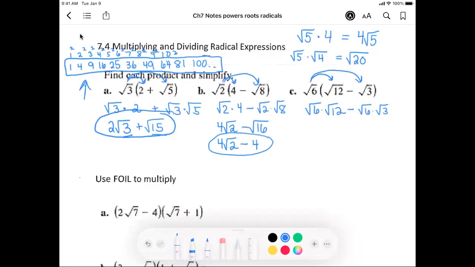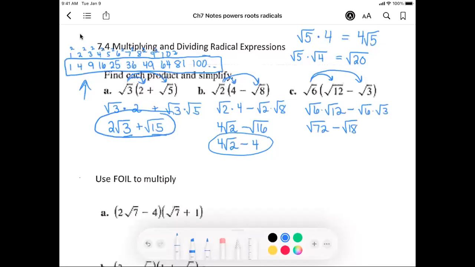So when I go to multiply the square root of 6 times the square root of 12, I can multiply 6 times 12 because they both are inside the symbol. So this turns into the square root of 72 minus, I can also multiply the 6 times 3. And this will be minus the square root of 18. Now we're going to try and simplify this as much as we can.